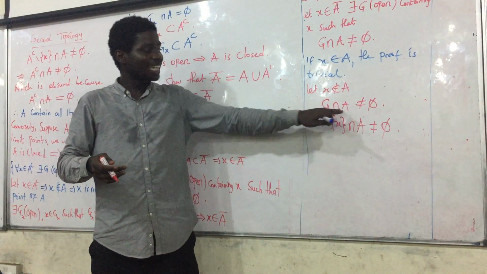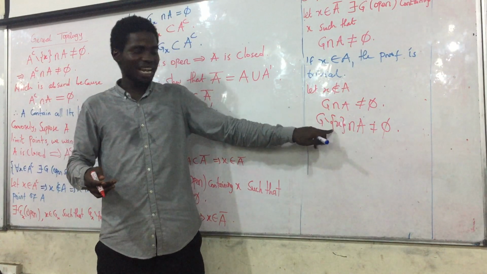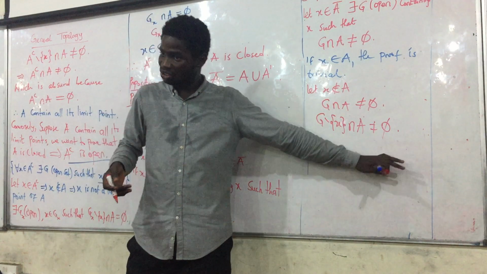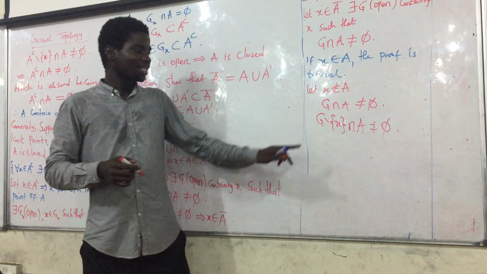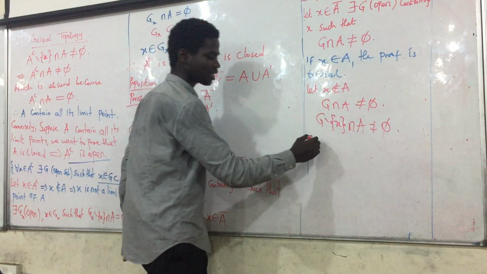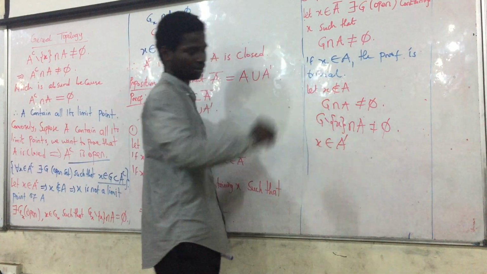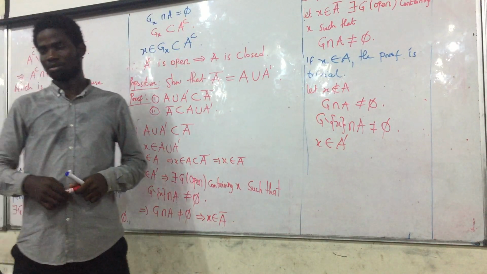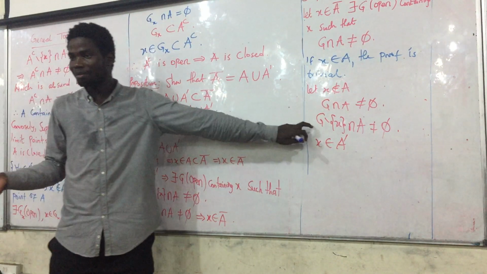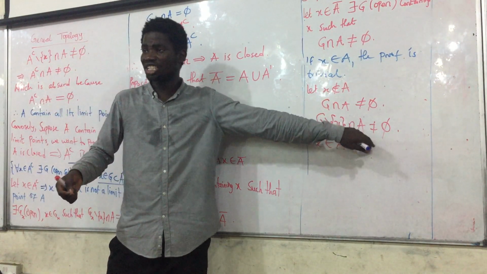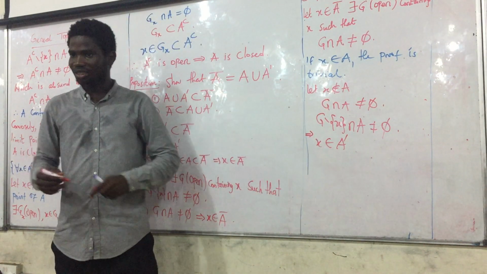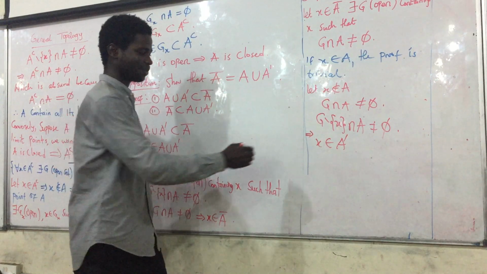Do you get that? But yet it's not empty. That means even if you remove S from here, the intersection still will not be empty. So since G removing S, intersection A is not empty, it means S is a limit point. Now, by the definition of a limit point, G removing S, intersection A is not empty, it means that S is a limit point. So that means it belongs there.